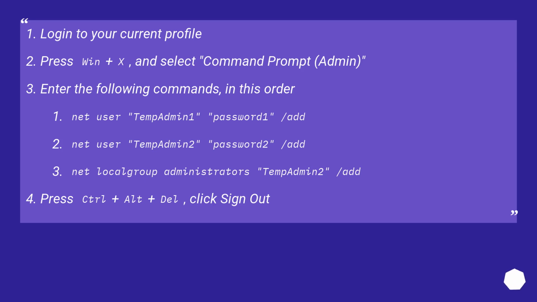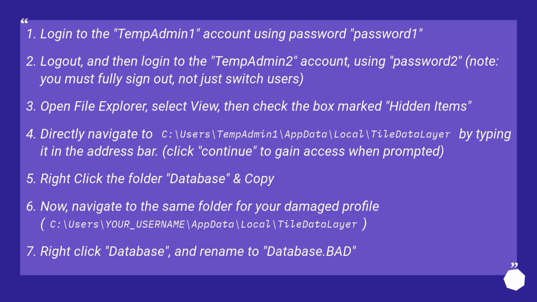Press Ctrl-Alt-Delete. Click Sign Out. Log into the tempadmin1 account using password1. Log out, and then log into the tempadmin2 account using password2. Note, you must fully sign out, not just switch users. Open File Explorer, select View, then check the box marked Hidden Items. Directly navigate to C:\Users. Click Continue to gain access when prompted.